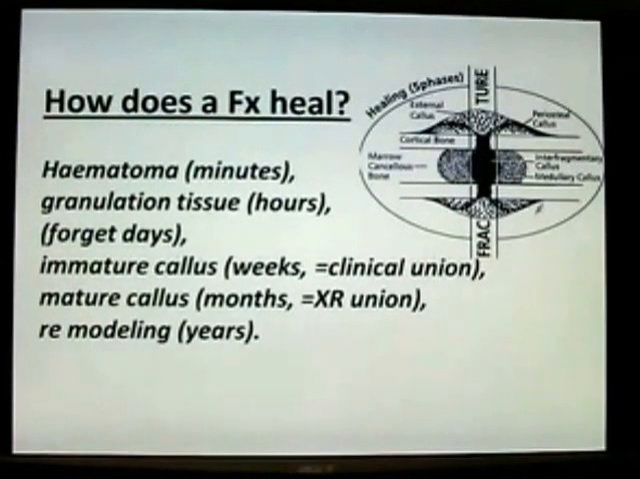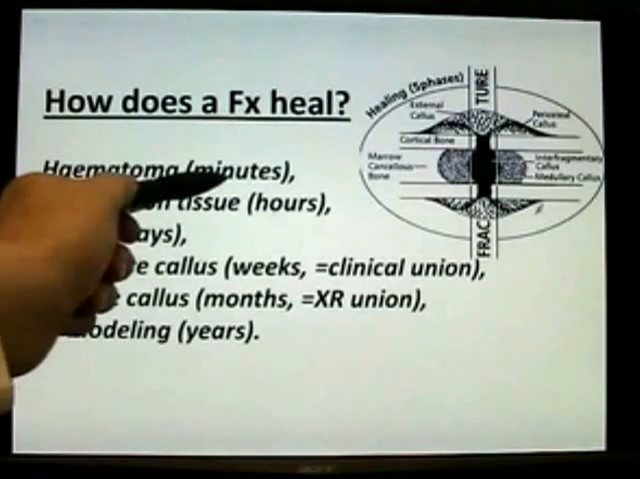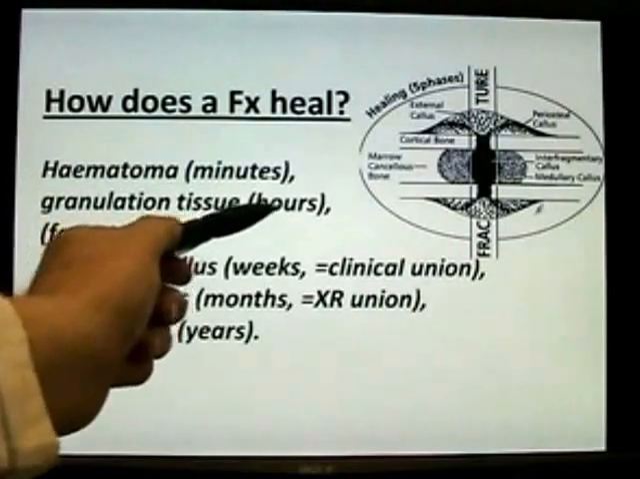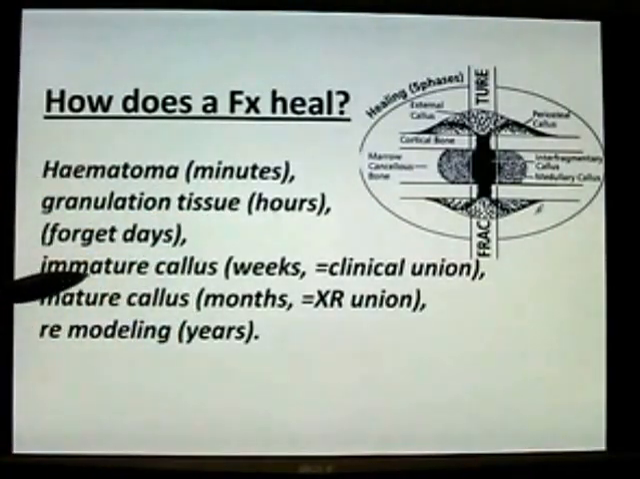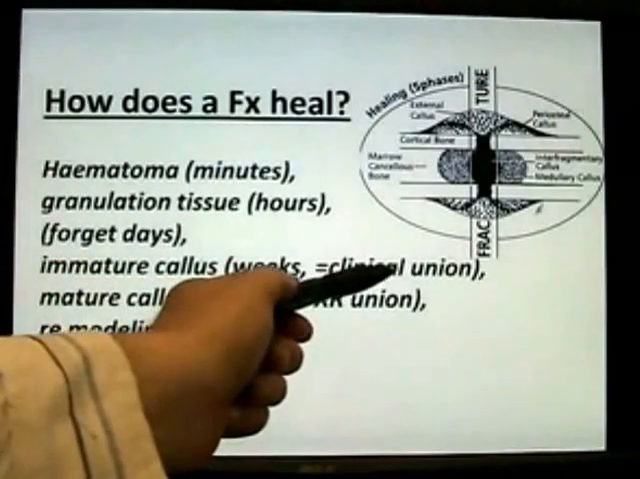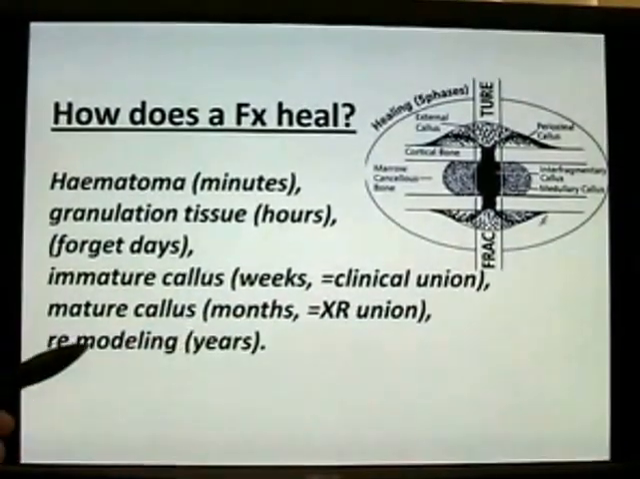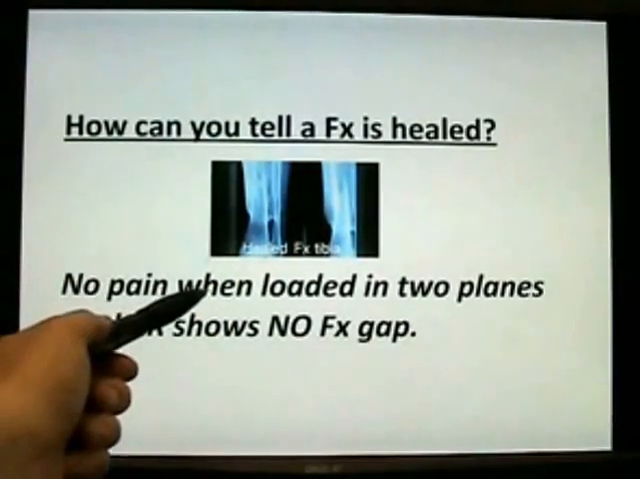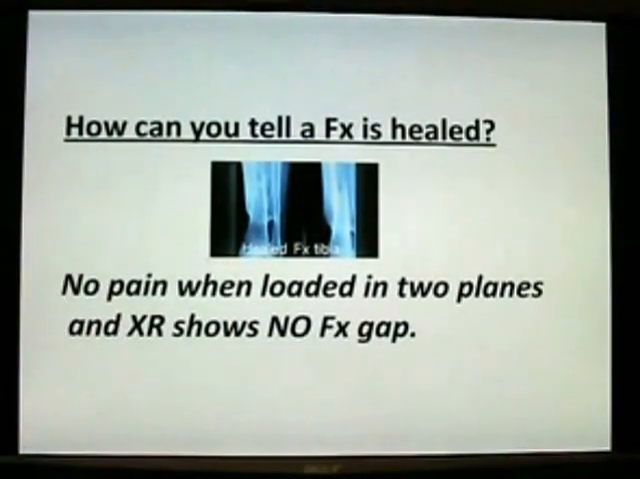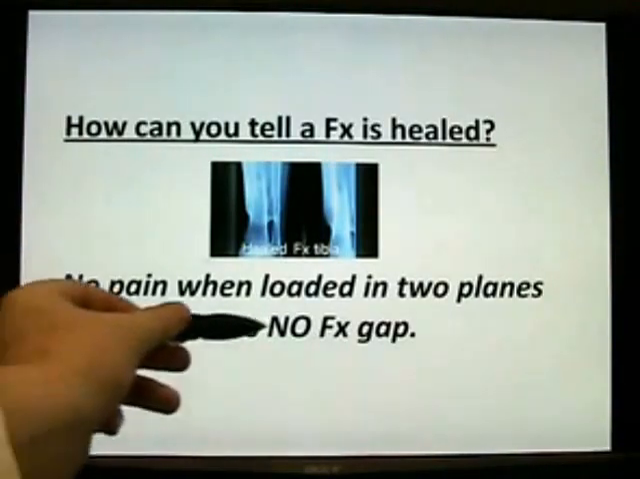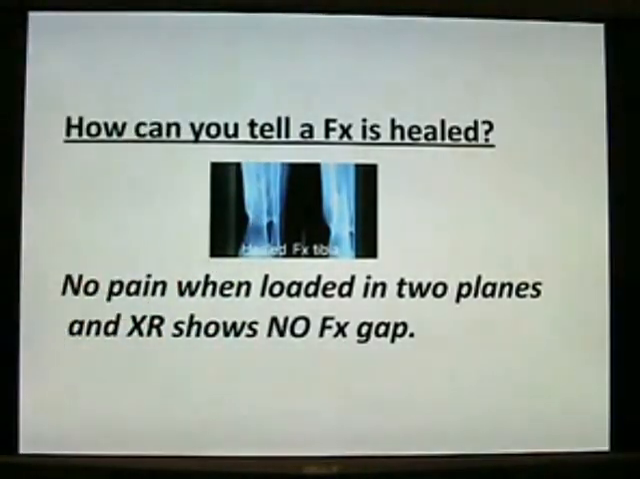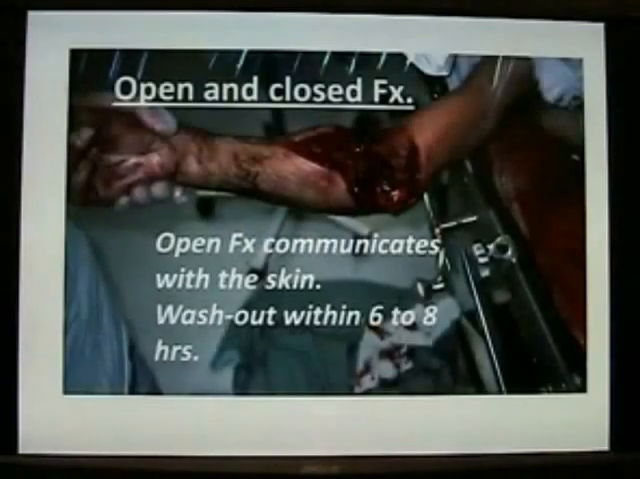How does a fracture heal? Many books and PhDs written on this, but here's a simple system, the basis of all of those PhDs. 5 phases: hematoma within minutes, granulation tissue within hours, forget days, immature callus within weeks, that's clinical union, mature callus within months, that's X-ray union, then remodeling takes years. How can you tell a fracture is healed? There's no pain when it's loaded in 2 planes, and the X-ray shows no gap.